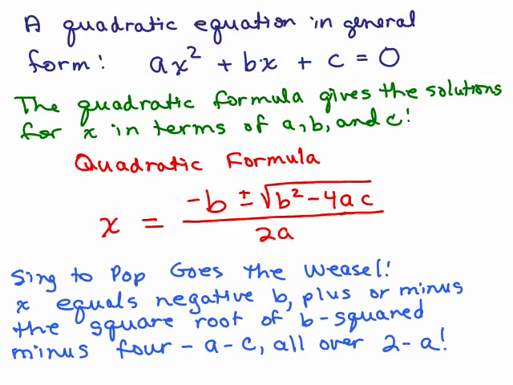So there's a quadratic formula, and that gives the solutions for x in terms of a, b, and c. And later in this video, I'm going to show you how we derive it. But the quadratic formula here says x equals negative b, or the opposite of b, or some people even say minus b, which isn't technically correct, but you get the idea. So negative b plus or minus the square root of b squared minus 4ac, and it's all over 2a.